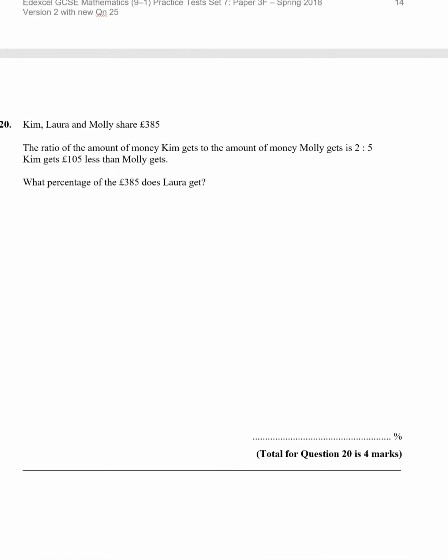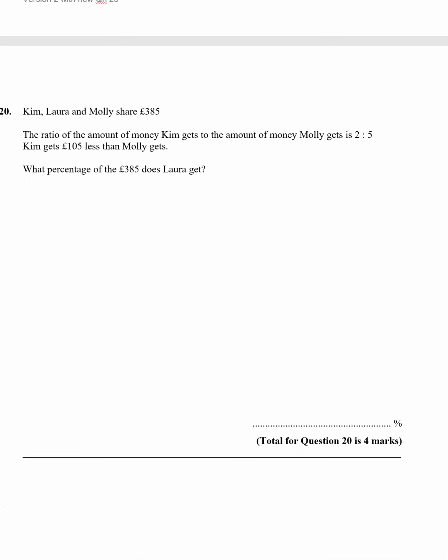Another ratio question. Kim, Laura and Molly share £385. The ratio of the amount of money Kim gets to the amount Molly gets is 2 to 5. Kim gets £105 less than Molly. What percentage of the 385 does Laura get?